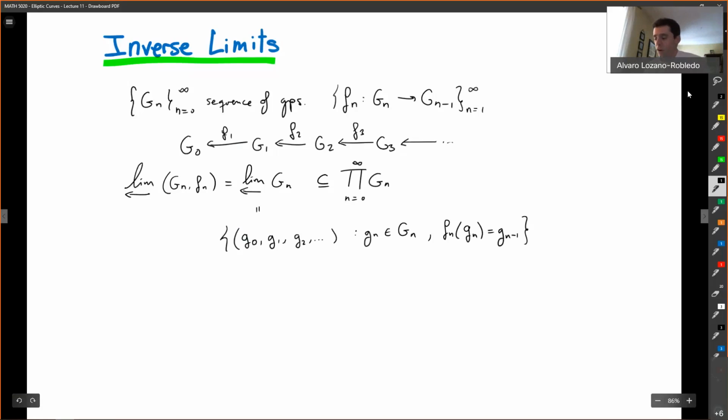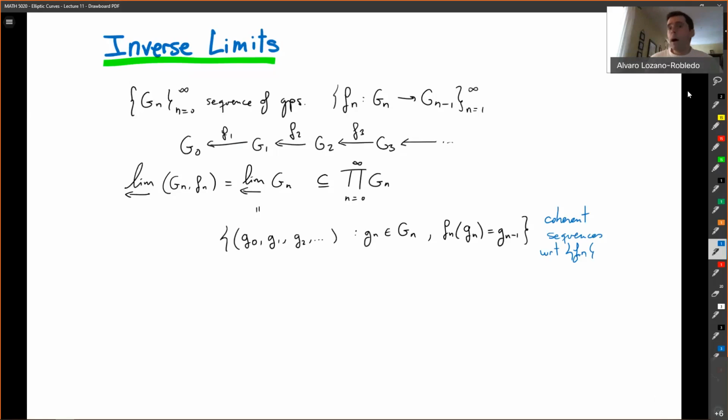Okay, so these are sometimes called coherent sequences with respect to the maps Fn. Okay. Let me start with an example of something you've seen maybe as far as calculus, basically. So this is one of those exaggerations mathematicians say. So we're going to construct power series in this way.